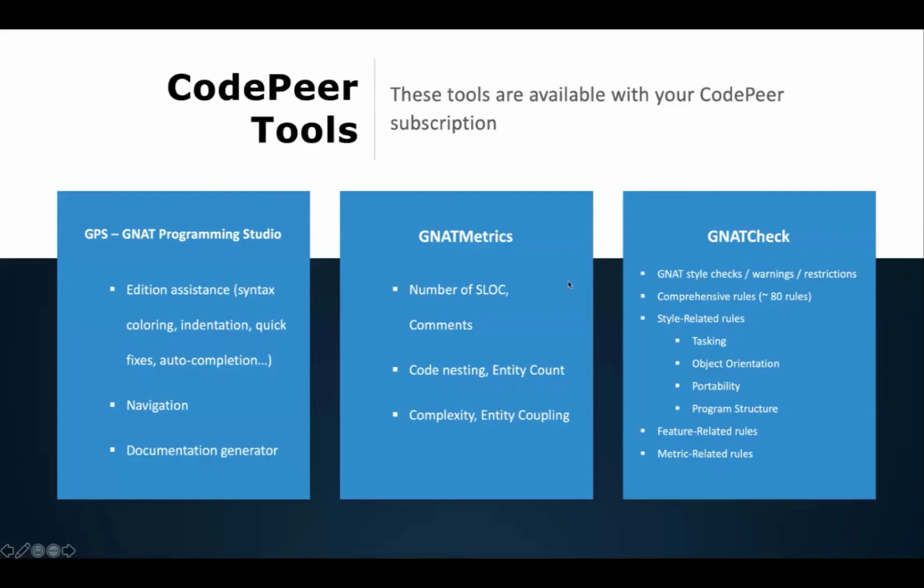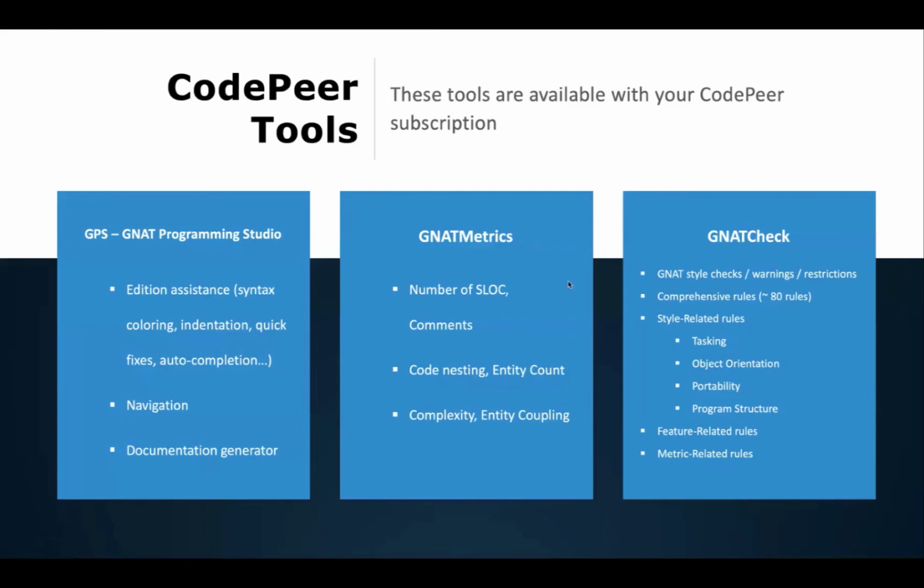With the CodePeer tool, you also have access to a few other tools that might aid you in your analysis. I mentioned earlier that you don't need to be using the GNAT compiler. You can be using any other Ada compiler to use CodePeer. So sometimes when you use CodePeer, it's beneficial to have some other tools around.